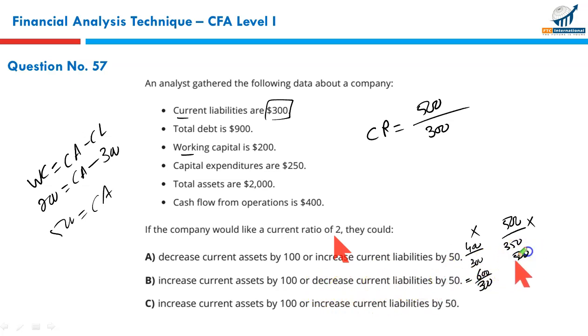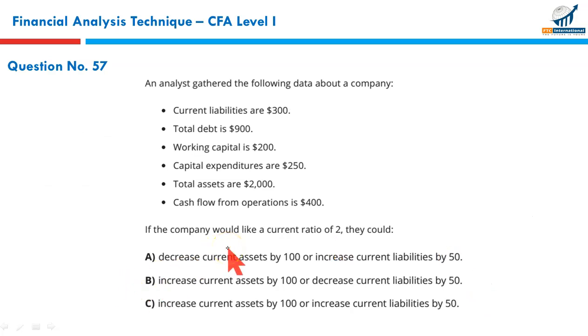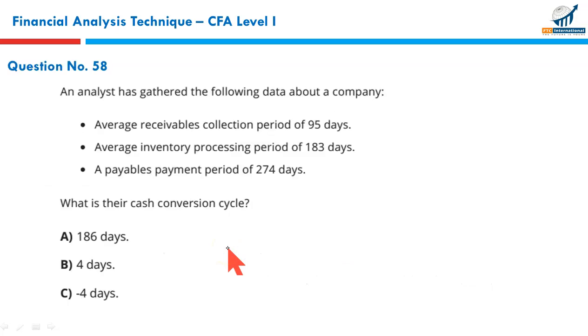Or decrease current liabilities by 50. Decreasing current liabilities by 50 will give you 250. And yes, it works as well. 500 by 250. Yes, in both cases you get a current ratio of 2. Either 600 by 300 or 500 by 250. Look no further. B is the right answer. And B it is.